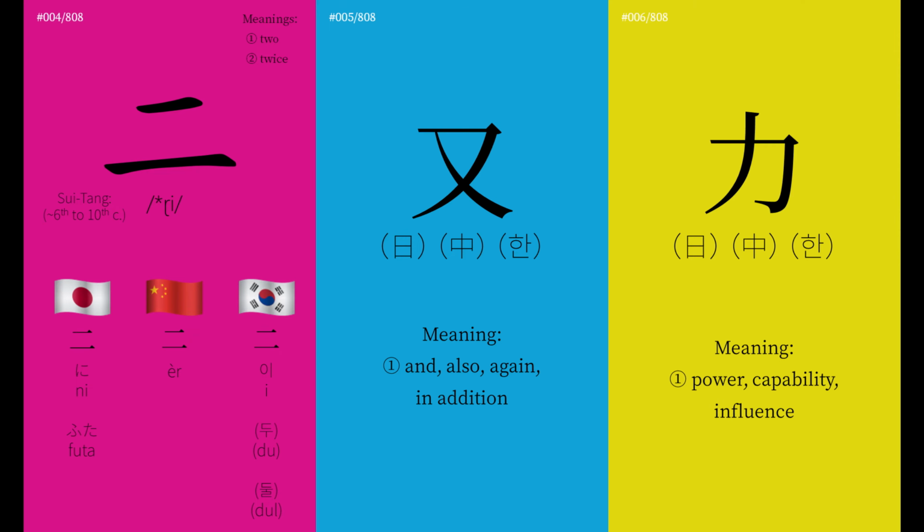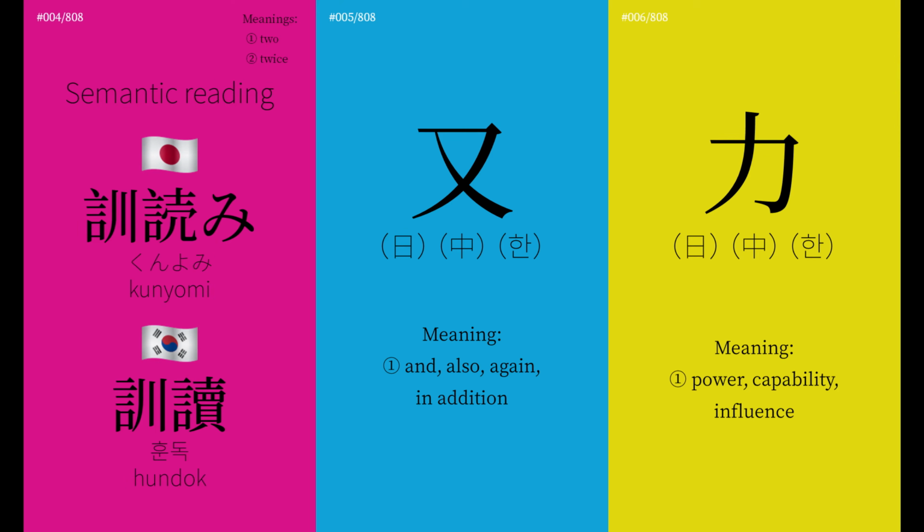These readings exist because they are fundamental concepts that the Japanese and Korean languages already had words for. They then use Chinese characters to represent these meanings while keeping their original sounds. These native pronunciations are called kunyomi in Japanese and hundok in Korean. The Japanese and Koreans also use the Chinese pronunciations for other contexts. These become the onyomi in Japanese and umdok in Korean.